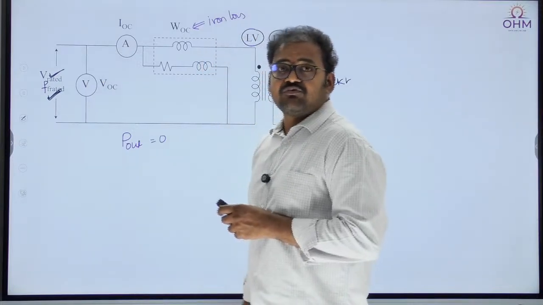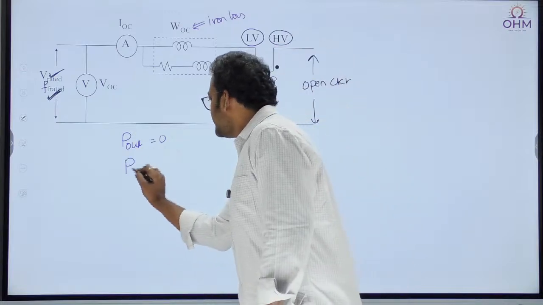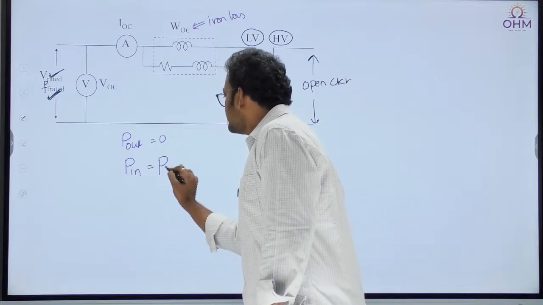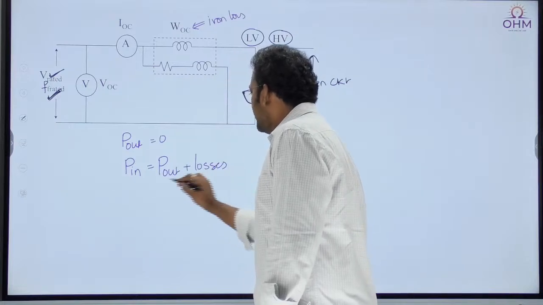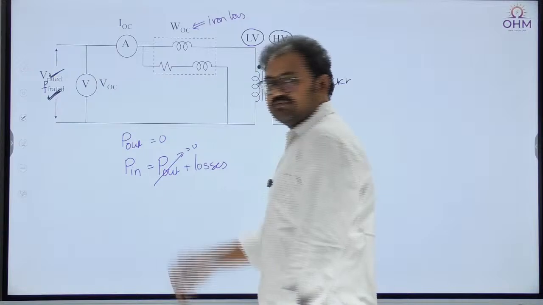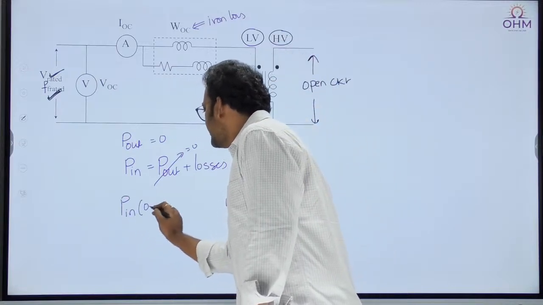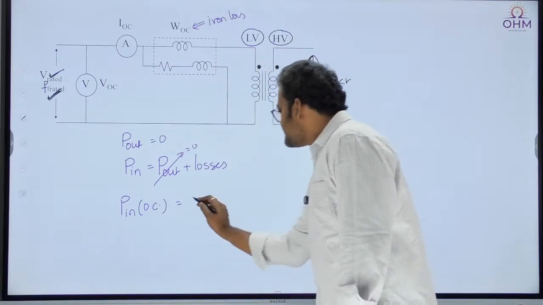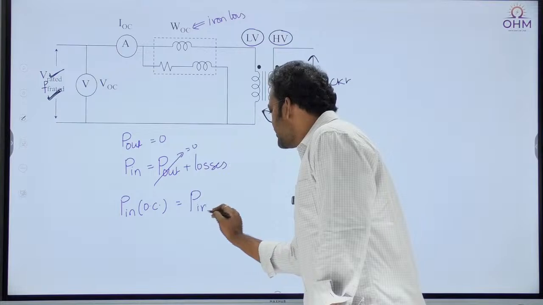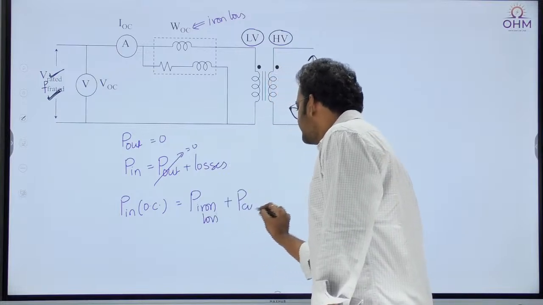For any system, what is the relation between input power and output power? We all know that input power is always equal to output power plus losses. But right now, output power is 0. Therefore, entire input power during open circuit test is just equal to losses. Losses are two types, right? What are those two? Iron loss and the second one, copper loss.